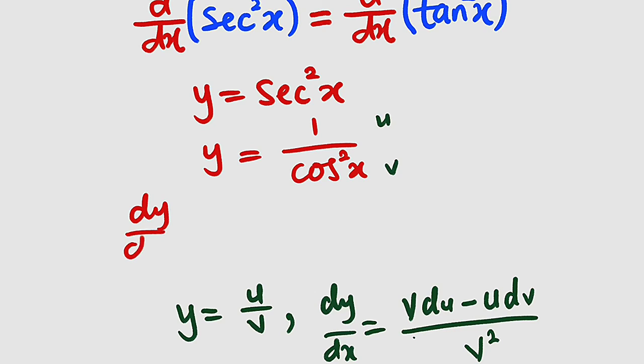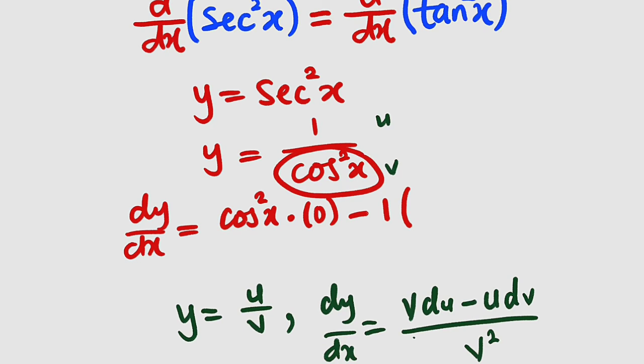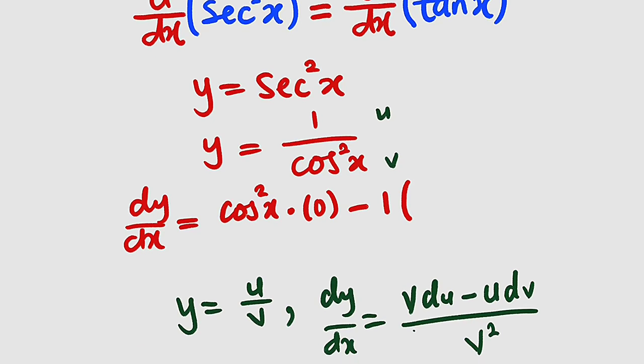Dy over dx is equal to v du, v is cosine squared x, times du, u is the top, which is constant 1. The derivative of a constant is 0, so we are multiplying by 0. Subtract. This time around the top, which is u, multiply by the derivative of the bottom. If you take this, you differentiate it. I think, should I show you every detail?